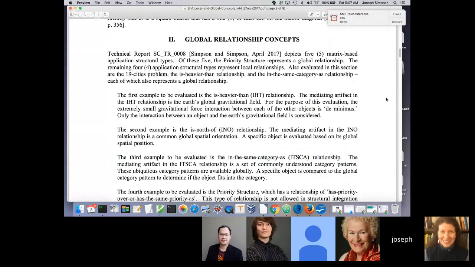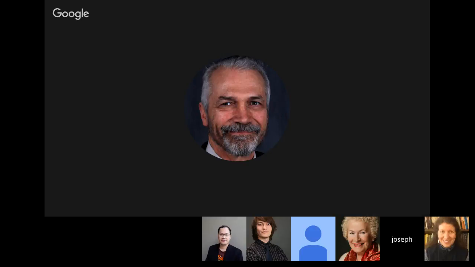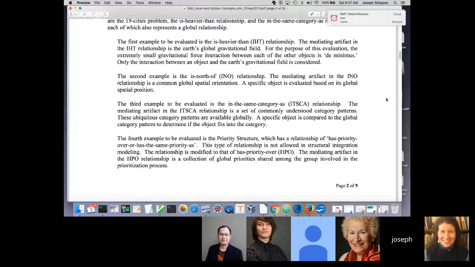The second example is north of. The mediating artifact in the relationship is the common global spatial orientation. This is kind of a conceptual global idea, but it's a conceptual map that people need to have to be able to understand the is north of relationship. And then the third example is in the same category as, and the mediating artifact here is a set of commonly understood category patterns.